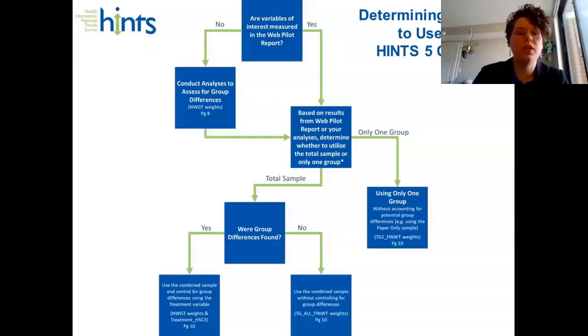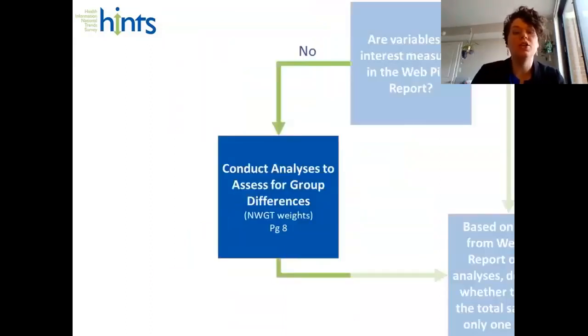So the first question that you need to ask yourself is, are my variables of interest measured in the Web Pilot Report? As Rick already mentioned, you can check out the Web Pilot Report and see if your variables of interest are measured within it. However, if you're like me, your variables of interest are not in the Web Pilot Report. So what you will need to do is conduct analyses to assess for group differences yourself. And we actually do suggest that everybody does this. You would do this using the NWGT weights.